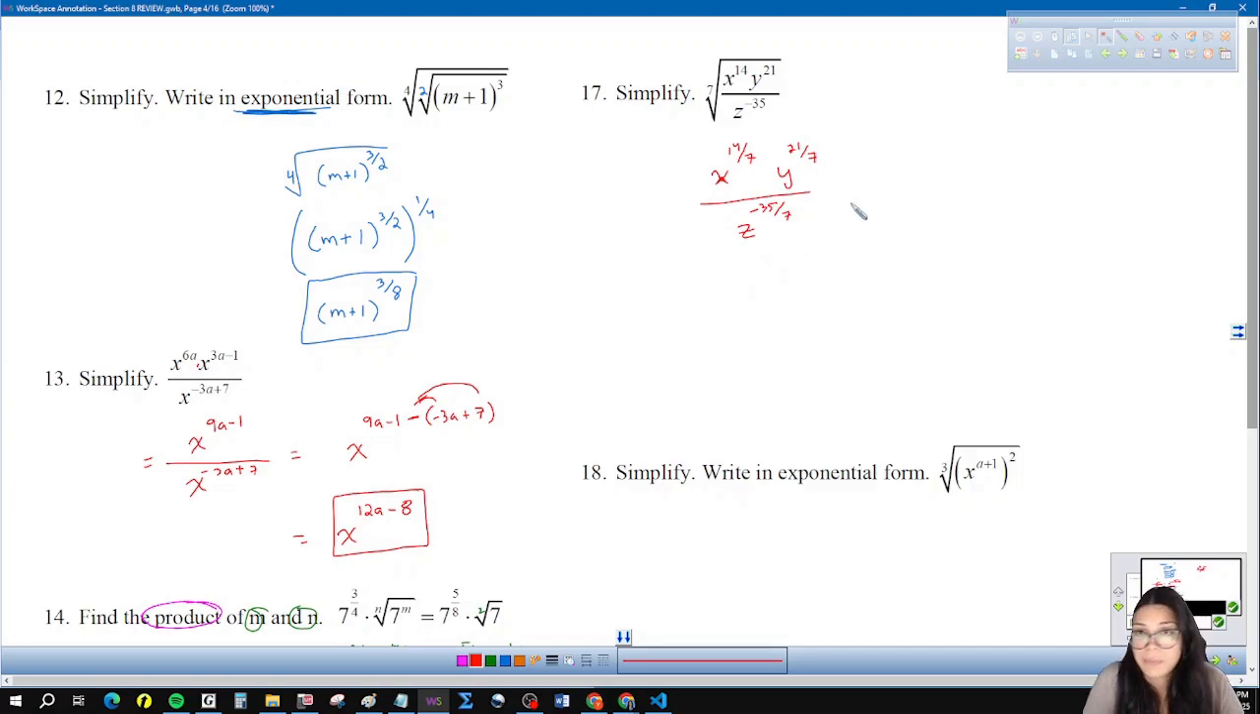Now I can go ahead and simplify each of those powers. So x to the power of 14 divided by 7 is just 2. y to the power of 21 divided by 7 is 3. And then in the denominator, z to the power negative 35 divided by 7 is negative 5.